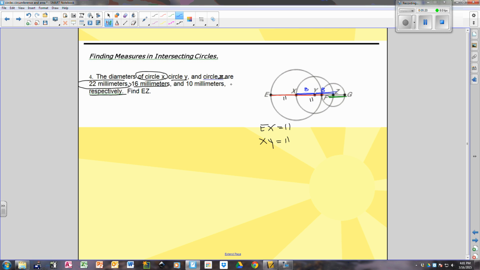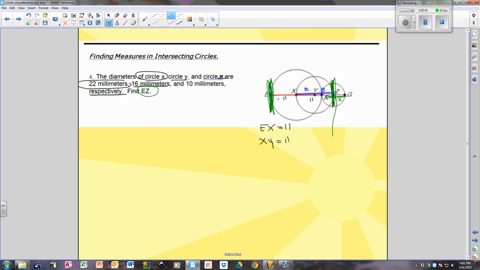And then the last one is Z. So the green is 10, so that means ZG is 5, and ZF is also 5. So we've got these overlapping circles. So they want me to find EZ, which would be from here to here. So I want to find how far it is from there to there.